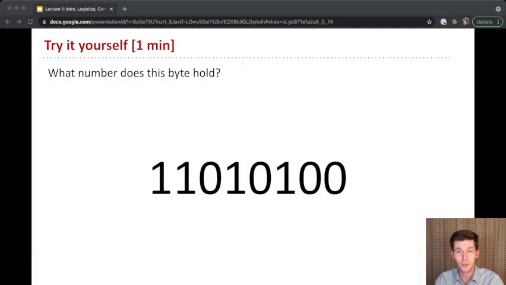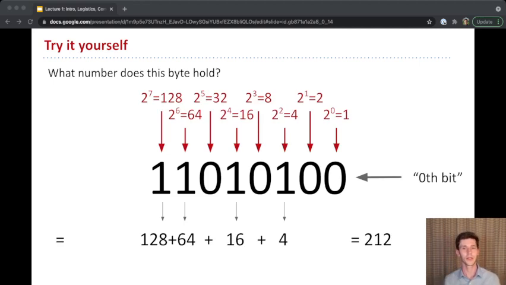Now, why don't you try this yourself? Pause the video for about a minute and see if you can decode what the value of this byte is. I'll wait for a couple seconds. Okay, and we're back. So let's see if you got the right answer.